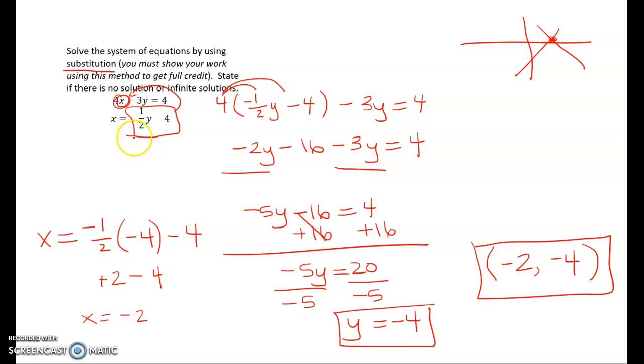So on this problem, a couple things. Remember, we need one of the variables solved for. Since they solved for this x, we just want to use that one, substitute it in, solve for that variable, and then substitute that number that we get for the variable into either equation and solve for the other one. So we had y, we needed to substitute in so we could solve for x.